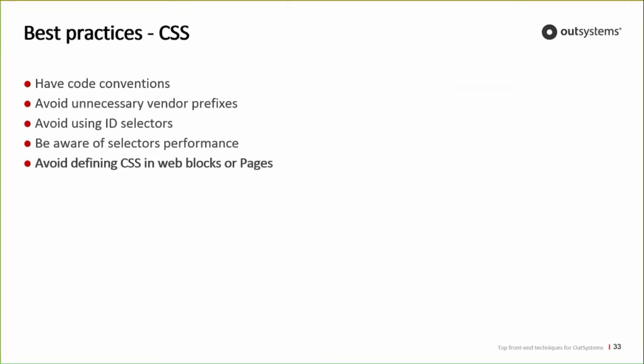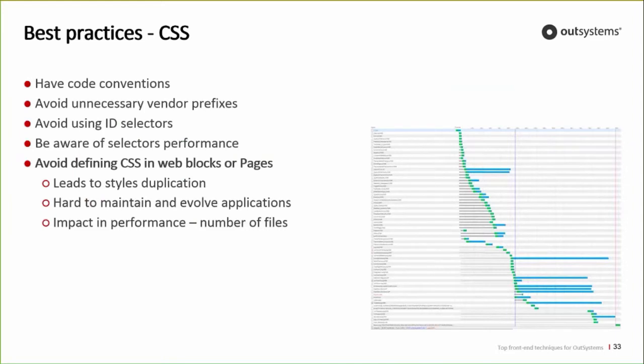Another rule is avoid defining CSS in the web blocks and in the pages. Why? First of all, this will lead to style duplication, because you'll have a second page in which you will want to use the style that you were using in the first one, and it's very common for people just to copy and paste those styles instead of bringing them somewhere common, such as the theme. It will make the application harder to maintain and harder to evolve. And finally, it will cause an impact in performance due to the number of files that the browser needs to download on the first access.